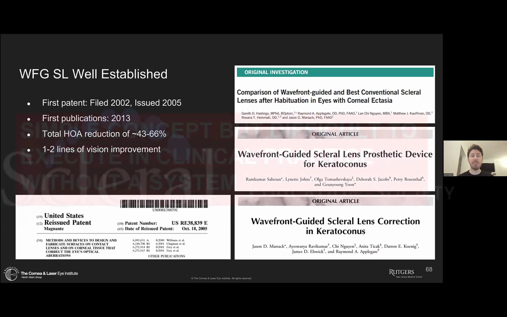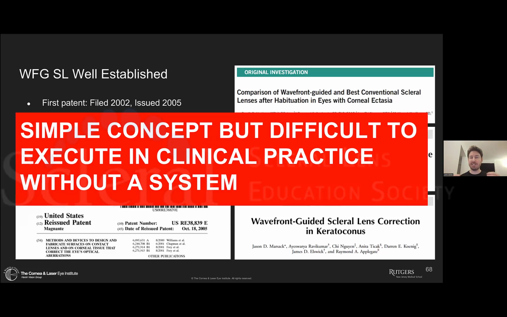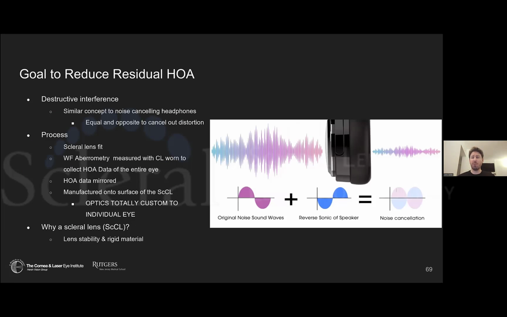This has been pretty well established, but the problem is that it's a simple concept that is difficult to execute in clinical practice because there's a lack of logistics with this. With our goal, what are we doing here? Well, we're creating essentially destructive interference when we're using these higher order aberrations. So what are we doing? Well, we're mapping the aberrations, and this is easier to understand in the setting of noise canceling headphones, right?